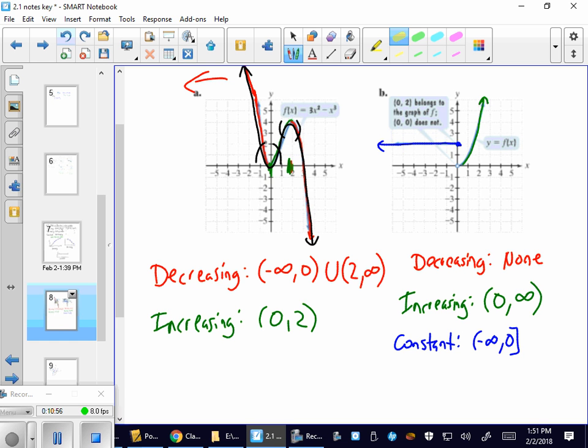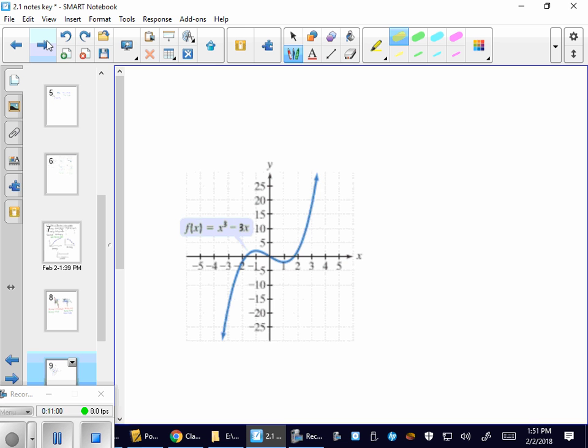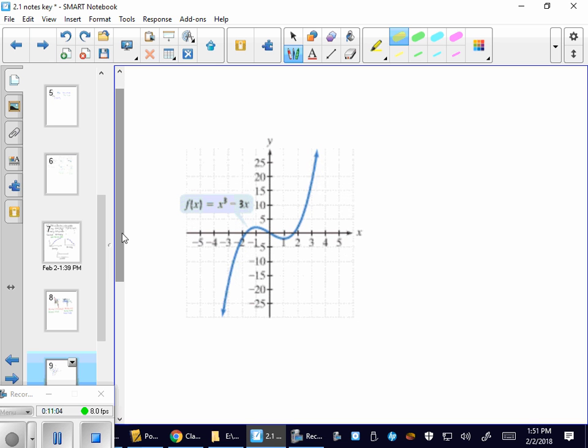So I think I've got another graph on this on the next page here. Let's see. I do. So we're going to look at this graph, and we're going to try and determine from this graph what the maximum and minimum is. We're going to try and figure out what the intervals of increasing and decreasing are, and then we'll go from there.